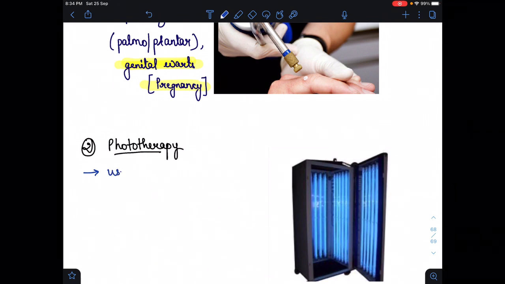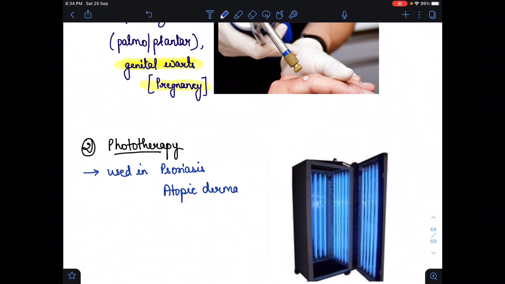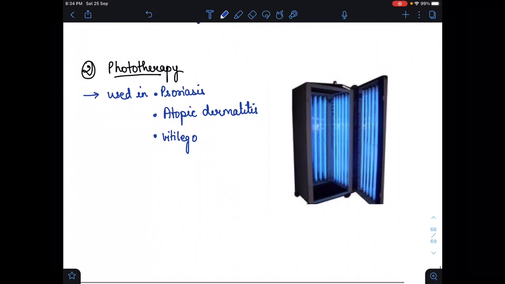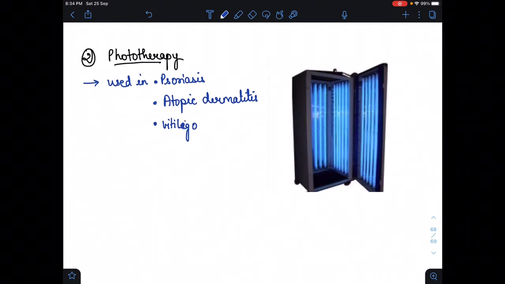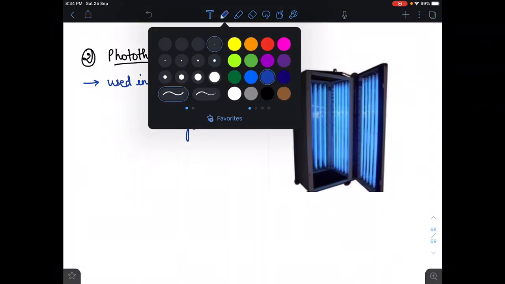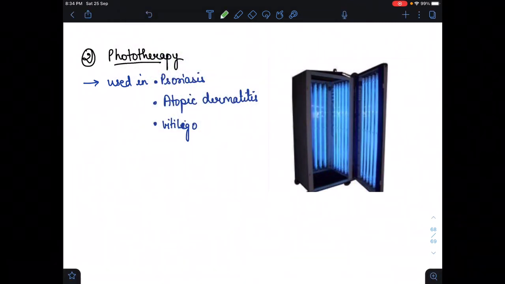It is used in psoriasis, and it is also used in atopic dermatitis. Please remember it: atopic dermatitis and psoriasis. And the third point, it is also used in vitiligo. So these were the conditions where we use phototherapy: psoriasis, atopic dermatitis and vitiligo.